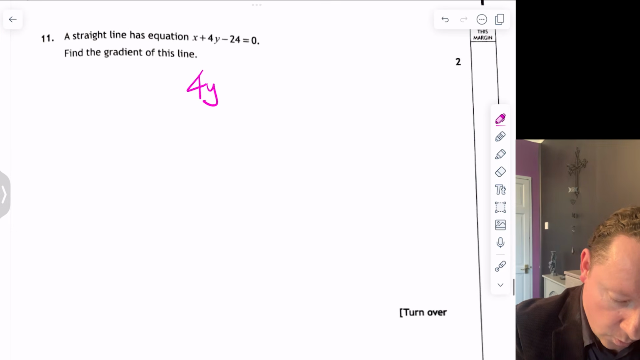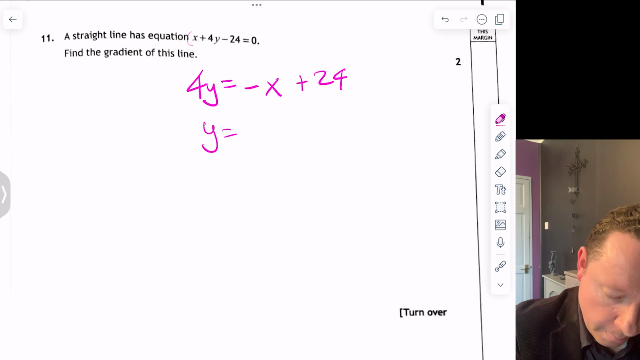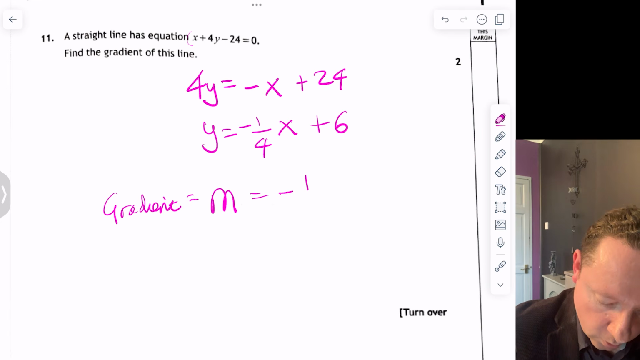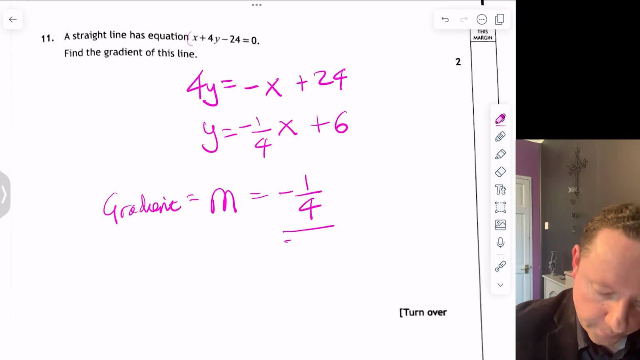And I'll just move that x, so that's positive, so I'll make it negative x on the right, and minus 24 is plus 24. And now I can divide everything by 4, so I get minus a quarter x. 4 5s are 20, 6s are 24, and that means the gradient, which equals m, is minus 1/4. And we're done there.